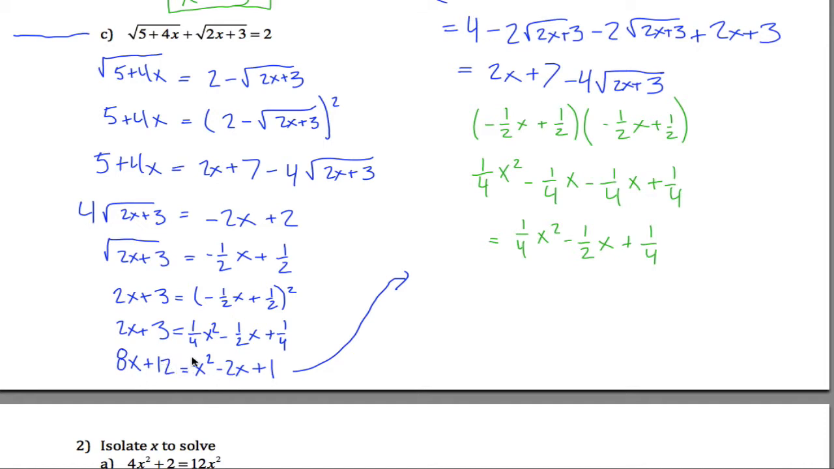Now what I want to do is set this equation equal to 0, so subtract 8x from both sides and subtract 12 from both sides. Gives me x squared minus 10x minus 11 equals 0. And to solve this equation, you have to factor two numbers that multiply to negative 11 and add to negative 10. Negative 11 and positive 1. So this tells me that either x minus 11 equals 0 or x plus 1 equals 0. So x equals 11 or x equals negative 1.